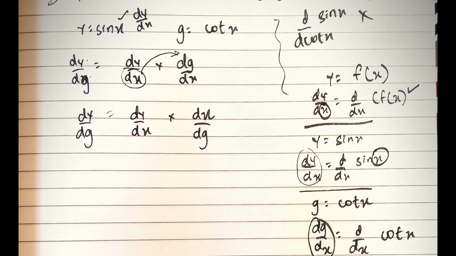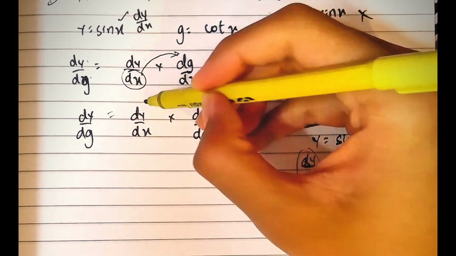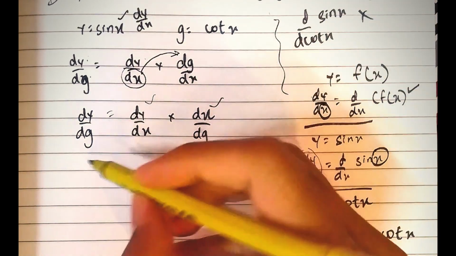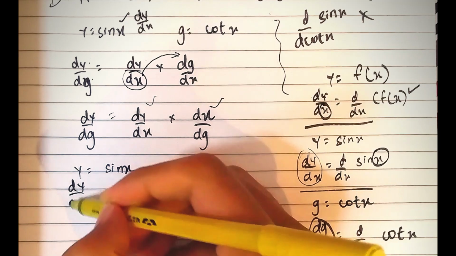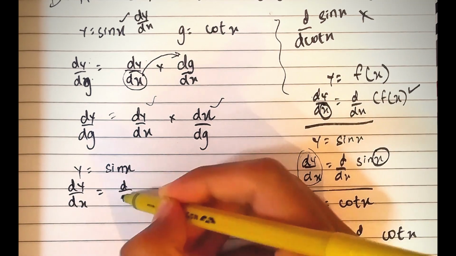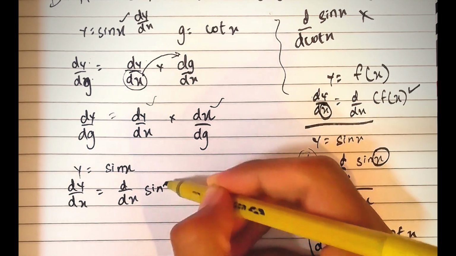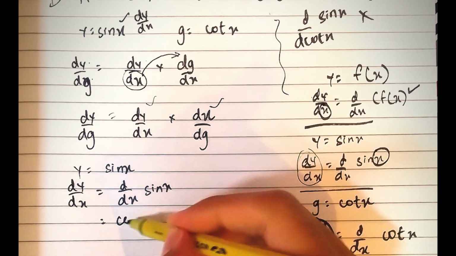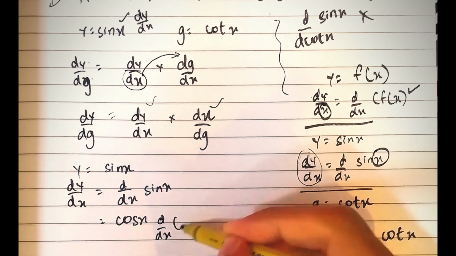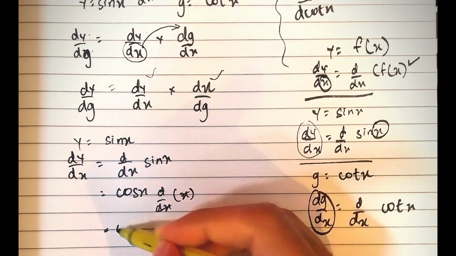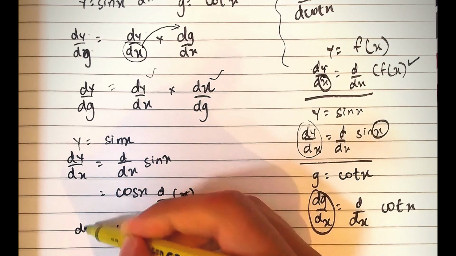So now we can finally proceed by finding these two factors. First of all, dy by dx. y is equal to sin x. Let's apply the differential on both sides of the equation: d by dx is equal to d by dx of sin x. Now the differential of sin x, of course everybody knows, is cos x, and the derivative of the angle, d by dx of x, is 1, so we get cos x. So this is the final dy by dx.